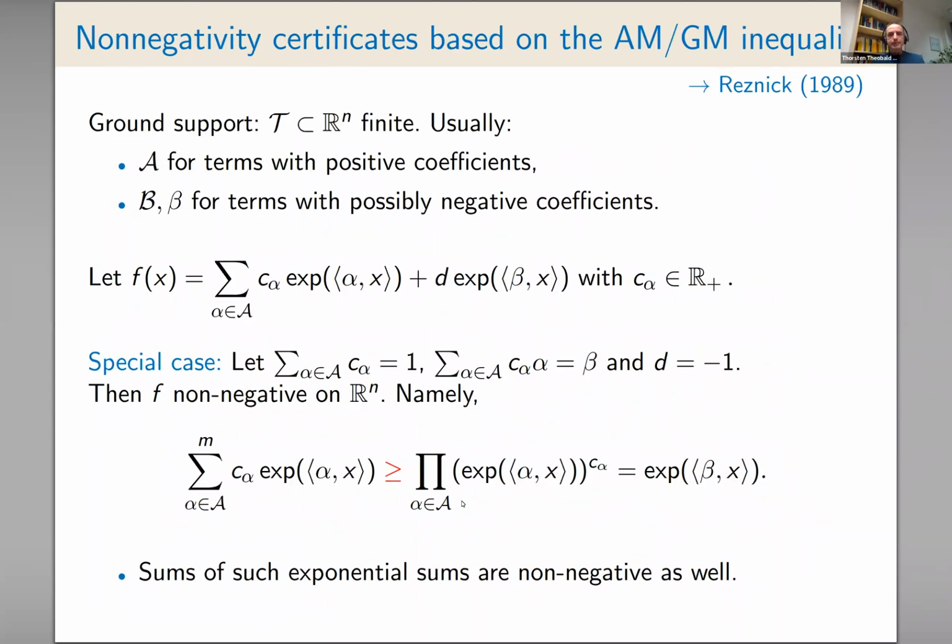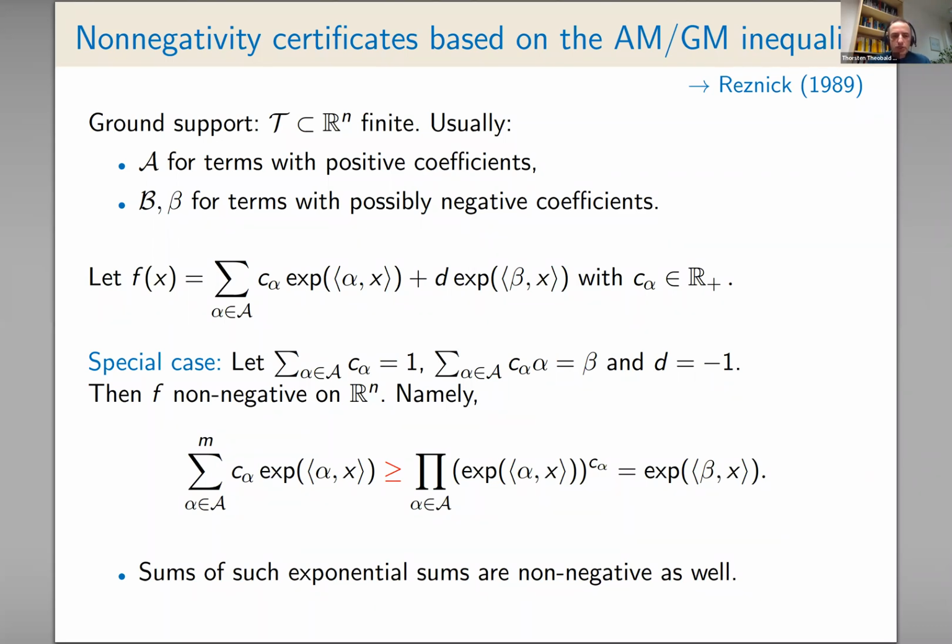Okay, now the question is, what can we do there? So in particular, if we have integer exponents, then we are basically in the polynomial world. Other than that, there are just very, very few techniques. And now, say the main technique is based on the arithmetic geometric mean inequality, and the basic idea goes back to Reznick. And as before, I work with a ground support set T.